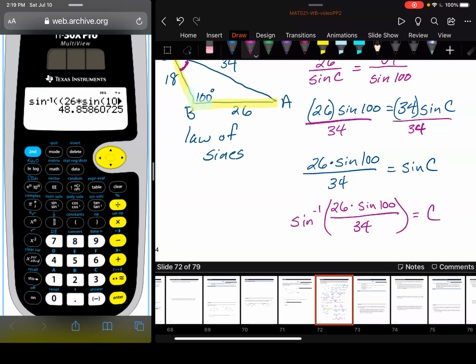So C will equal 48.85860. Since we're looking for an angle measure, it said round to the nearest whole number. So C would equal 49 degrees.